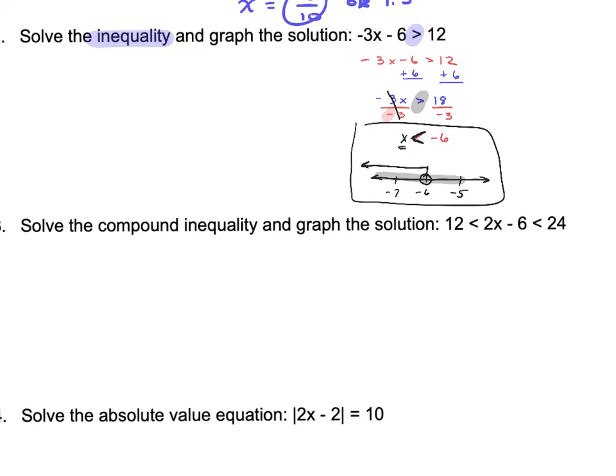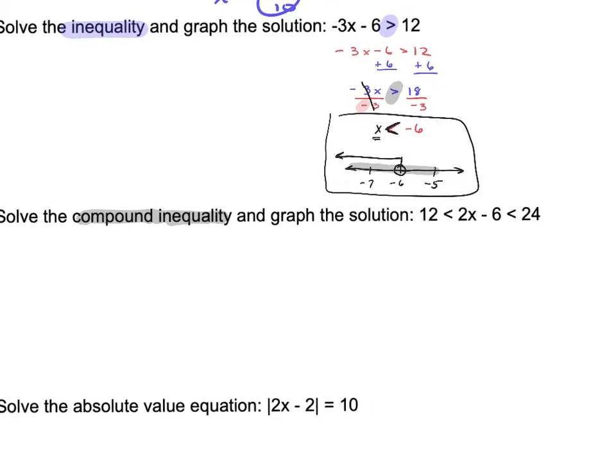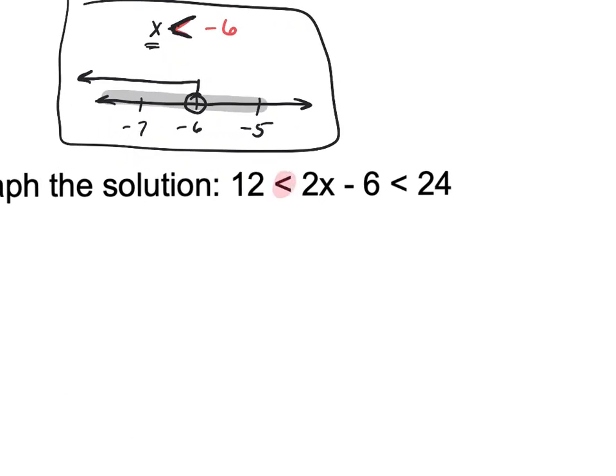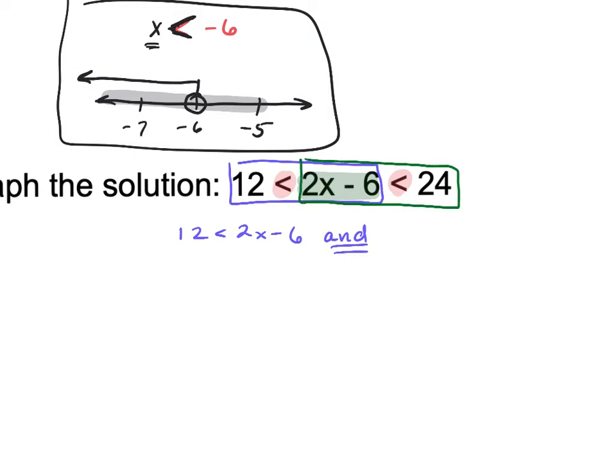All right, again, identify your problem. Compound inequality means there's two inequalities involved. So let's take a look at it. There's one of them, and there's the other one. Notice this one has this 2x minus 6 sandwiched in between the two inequalities. So that's really telling us two statements. The first statement it tells us is 12 is less than the 2x minus 6. This is an and statement; or statements will say or. And then it also tells us that 2x minus 6 is less than 24.